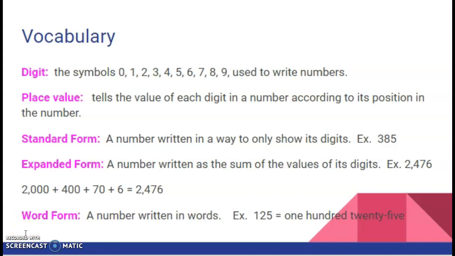Word form is a number written in words. We're going to write it just like we say it. So if I'm going to write this number, 125, I'm going to write it out. And you're always going to put a little hyphen in between the tens and the ones place. So if there's a digit in the ones place, you're going to put a hyphen, 25. So in this case, I'm going to write that number just like I would say it. And sometimes that's hard for us to translate, but if we're writing exactly what we say, then the word form works out well.